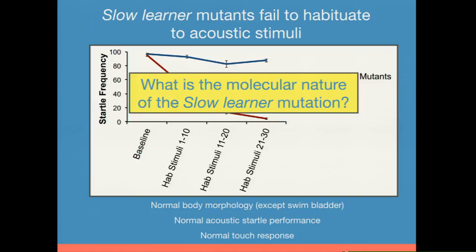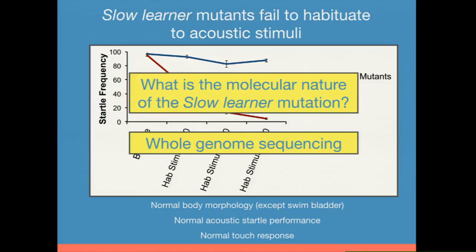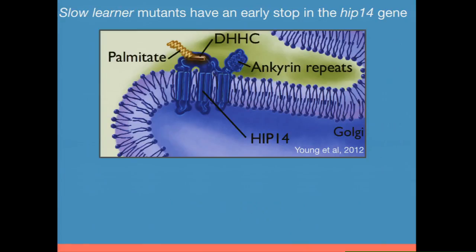So of course, we want to know what is the molecular nature of the slow learner mutation. And so to get at this, we undertook whole genome sequencing. And when I subjected these fish to whole genome sequencing, I identified that slow learner mutants have an early stop codon in a gene called HIP14.